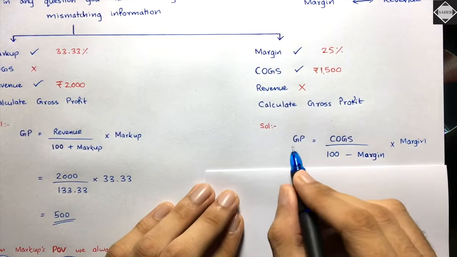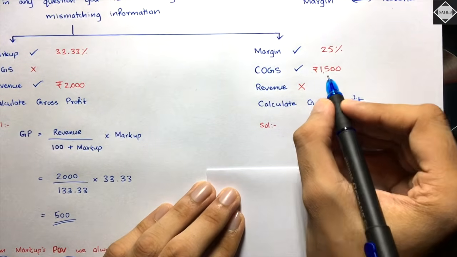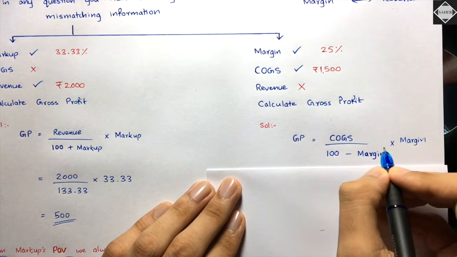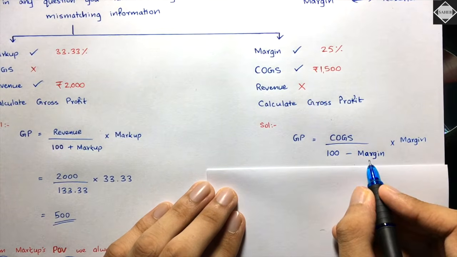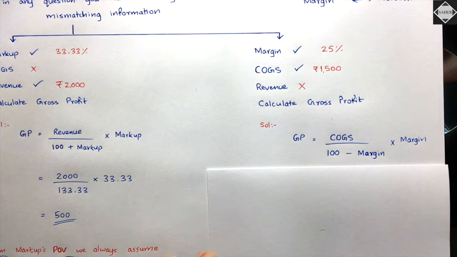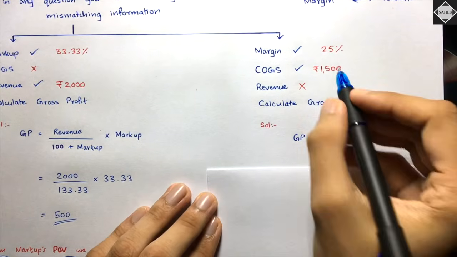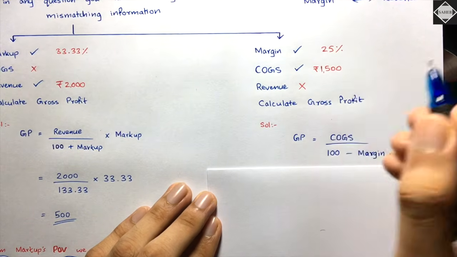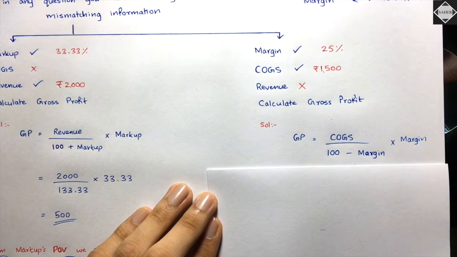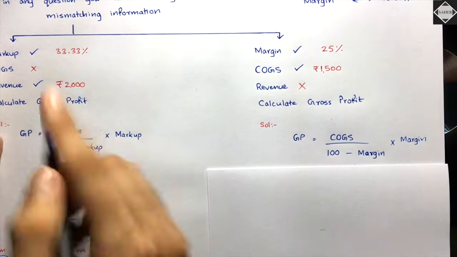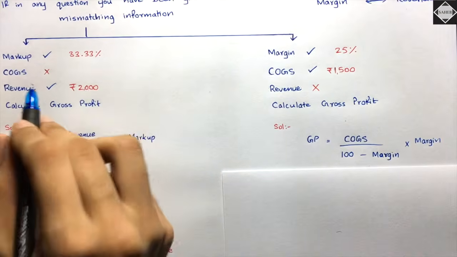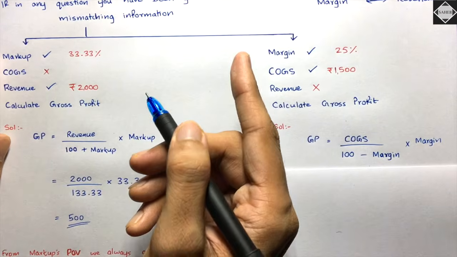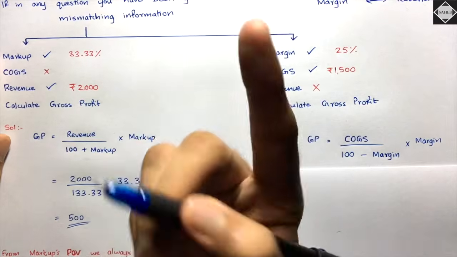See, gross profit is equal to, what do you have? You have cost. So take that in the numerator, COGS, divide by 100 minus margin. Why? Understand the logic. See here, cost is given 1500. We have assumed that this is at 75%. So you have to divide this by 75 to get 1%. Like how in the markup case we assumed revenue to be 133.33%, so we divided by 133.33% to get 1%.